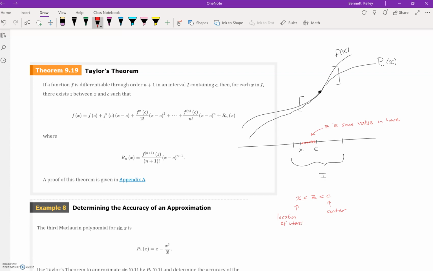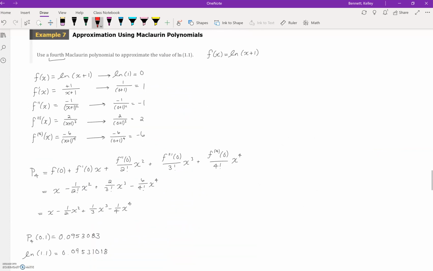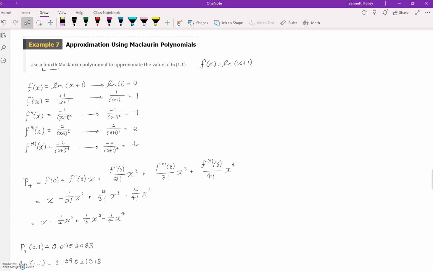So let's just think about that for a quick moment. Let's go back up to the previous example, thinking about what x and c are. In this example, example number 7, because we're Maclaurin, c was equal to 0, just by definition of what a Maclaurin polynomial is. What we used for x was 0.1, right? Because remember, this was our function here, f of x.